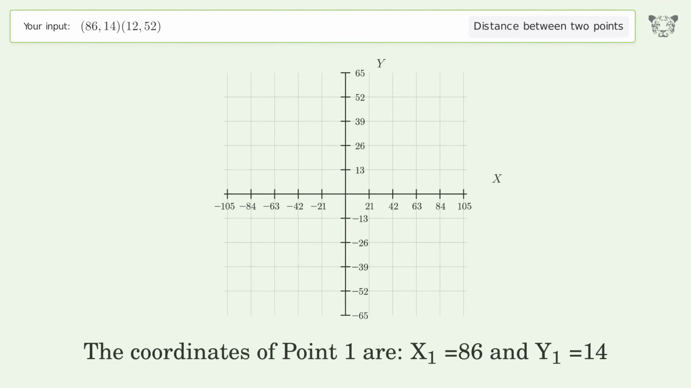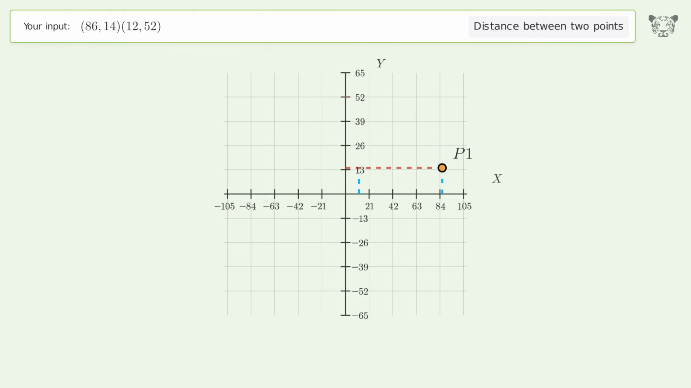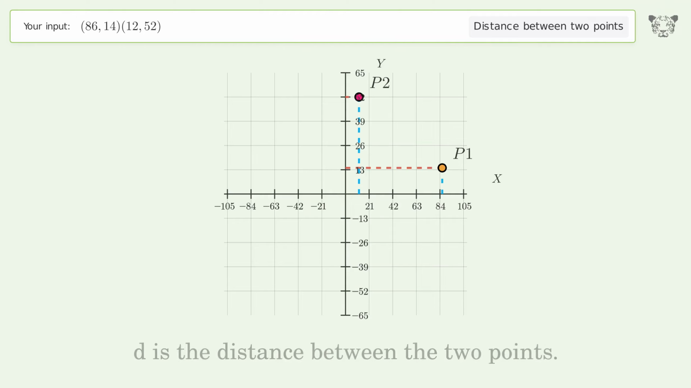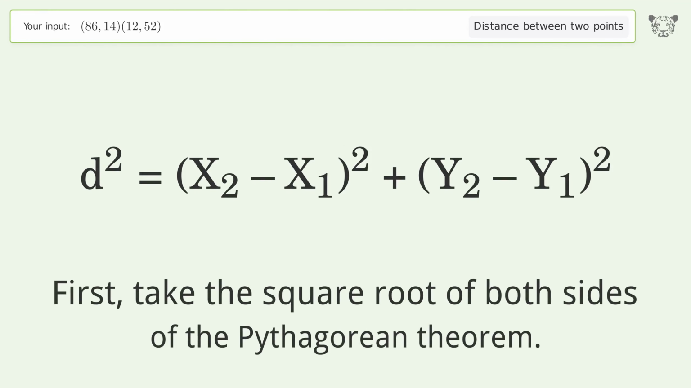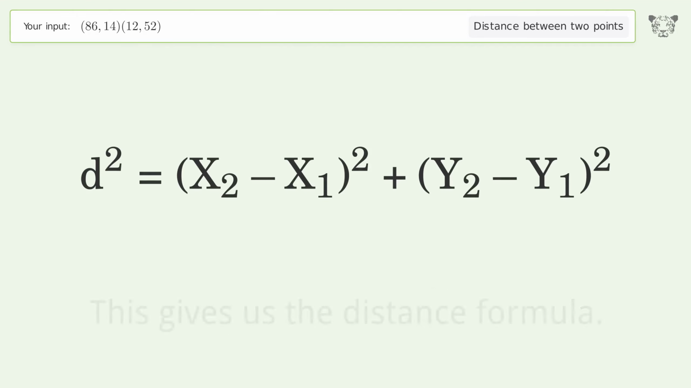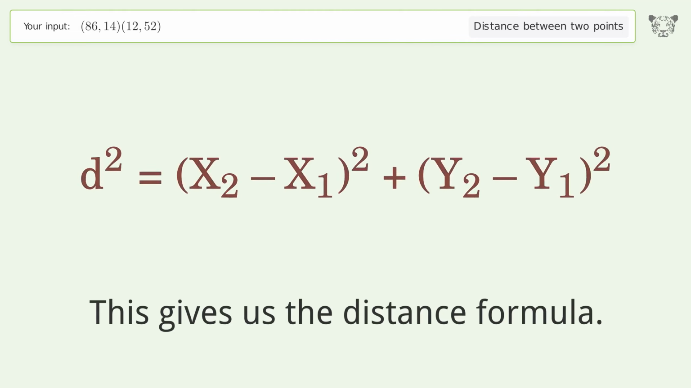The coordinates of point 1 are, x1 equals 86 and y1 equals 14. The coordinates of point 2 are, x2 equals 12 and y2 equals 52. D is the distance between the 2 points. First, take the square root of both sides of the Pythagorean theorem. This gives us the distance formula.